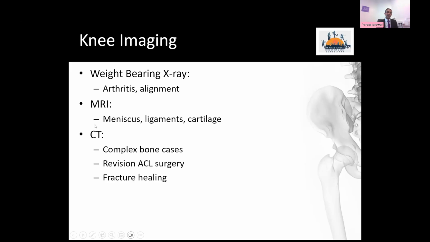Once again, MRI is the gold standard because it gives us valuable information about all of these structures inside the knee. And occasionally I do CT scans for complex bony cases. In all cases of a revision surgery, they need a CT scan to assess the tunnel positions and whether there's been any osteolysis and widening of the tunnels as a result. And obviously for fracture healing.